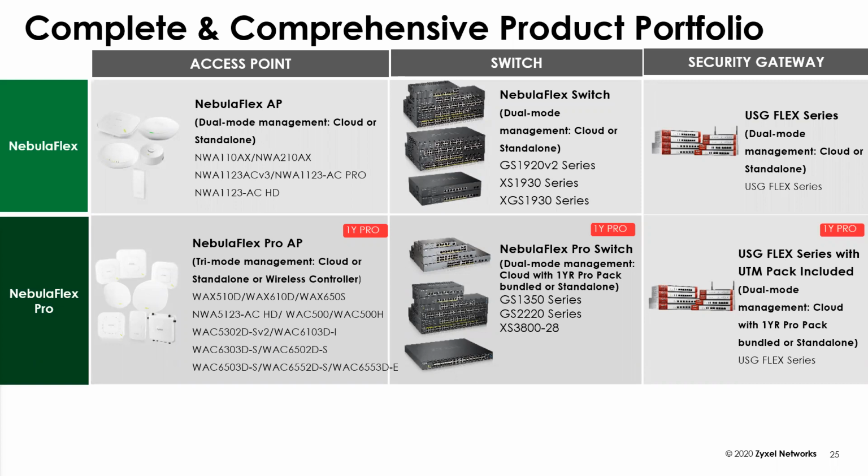And then on the security gateway side of things, if you buy a USG Flex, which includes the UTM pack out of the box, it also will include 1 year of Pro Pack in addition to that out of the box. And then we also have the ATP series. Those can be managed in Nebula, but they do it through the Gold license. They don't have a dedicated Nebula type license. It's just sort of bundled in with the general Gold license.